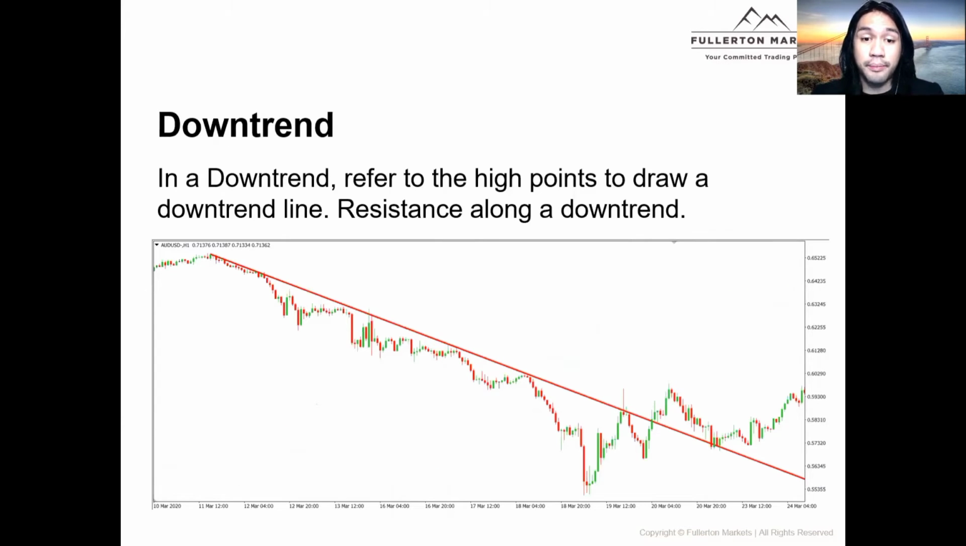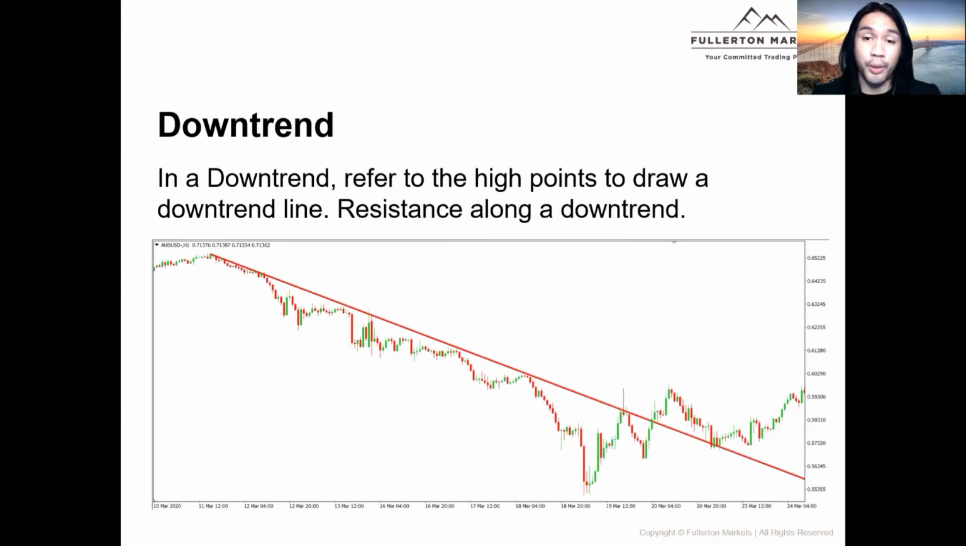Now, this is a downtrend, all right? We have identified the downtrend, and we can see here that prices are going lower, climbing higher, going even lower than previous, climbing higher again, and then going lower once again. So we have strung along all of the high points to show that prices are indeed moving in a downward manner, okay? So in the downtrend, refer to the high points to draw a downtrend line, and this will now act as our resistance when we trade, okay?